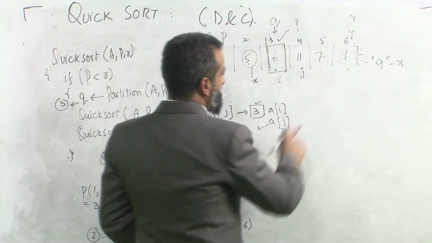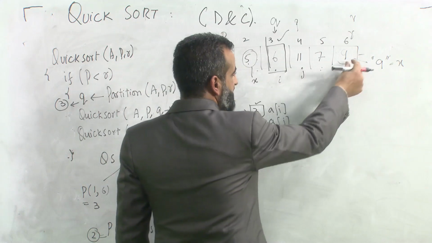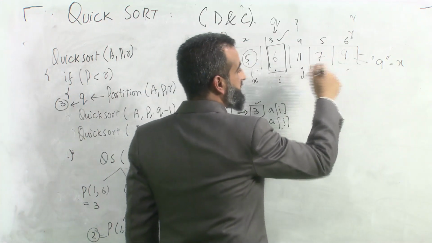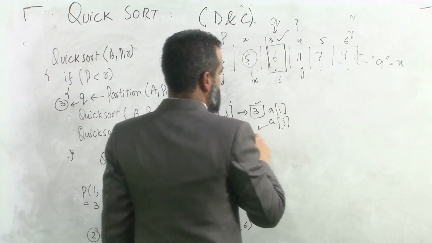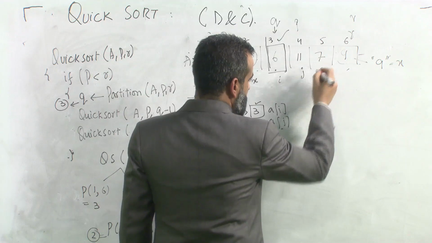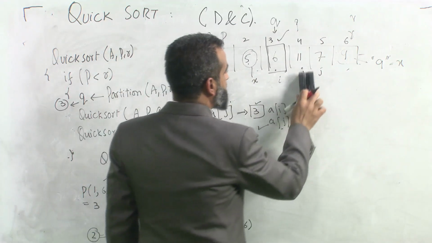Now J, here we'll make a comparison between A of J and X. What we find in that case is that A of J is actually greater than X. It's not less than X. So the condition is false. What we do is simply make an increment of J, and we do not do anything with the I.